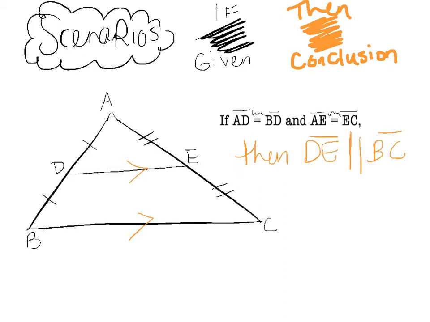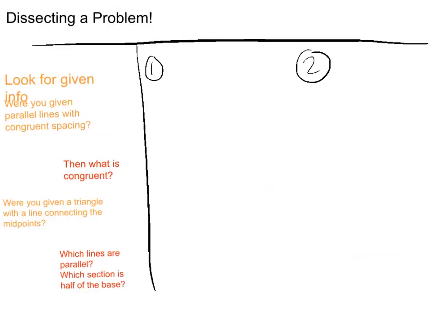Now hold on to your horses here. There's actually one more thing you could say. You could also say that DE is half of BC. So let's recap here. There are 2 conclusions if you're given a triangle like this. You can say that these 2 lines are parallel, and you could also say that this section right here is half of this bottom section. 2 conclusions. Now let's put this into practice.